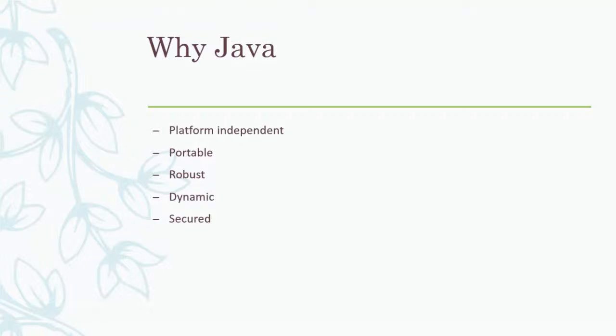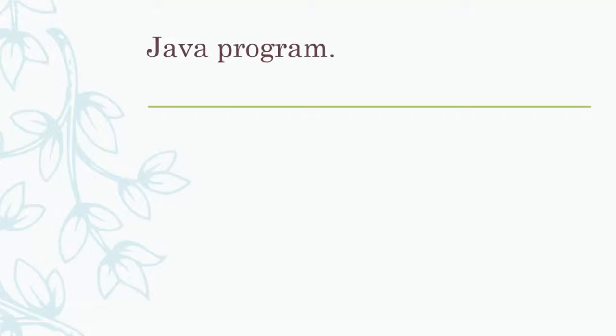Why Java? Java is platform independent, which means that you only need to write the program once to be able to run it on a number of different platforms. Second, Java is portable. Third, robust. Fourth, dynamic. And fifth, highly secure.